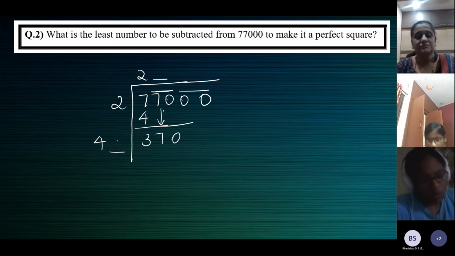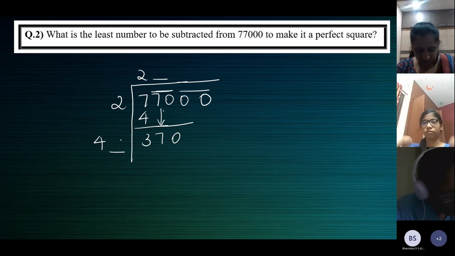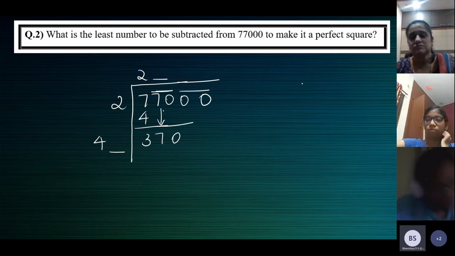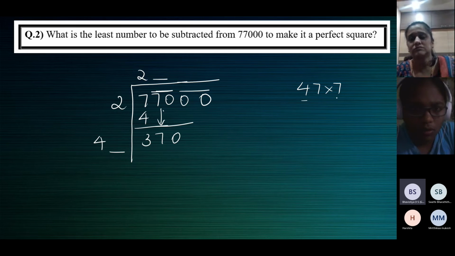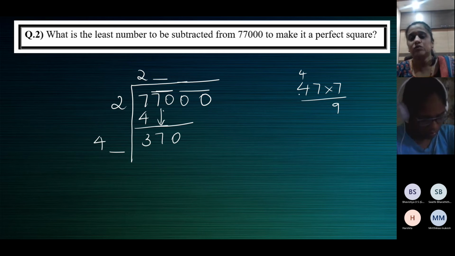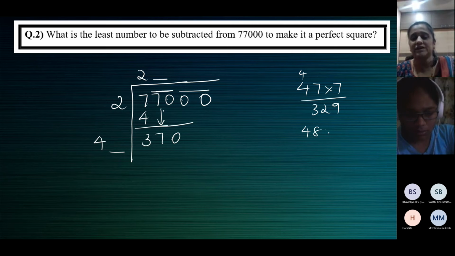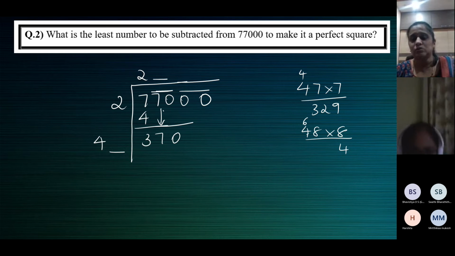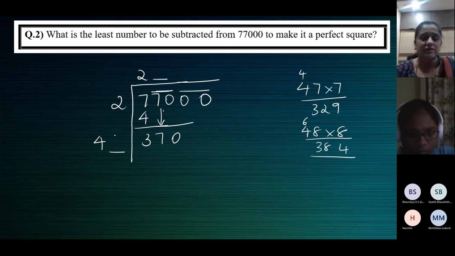Now after that I have done 47 into 7, so I got 329. 7 sevens are 49, 4 carry over. 7 fours are 28, 32. 329. What is 48 into 8? 8 eights are 64, 6 carry over. 8 fours are 32, and 6 is 38. Yes, it is more than 370. So you're right, 47 into 7.